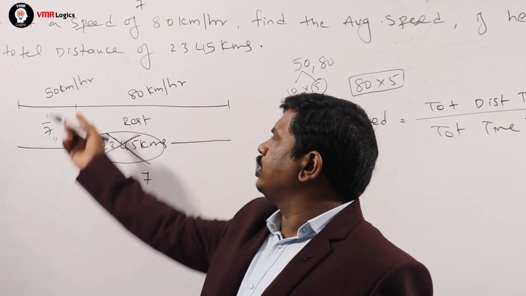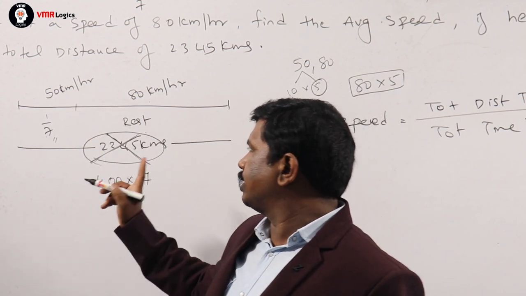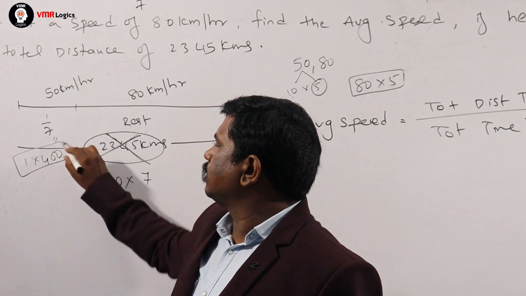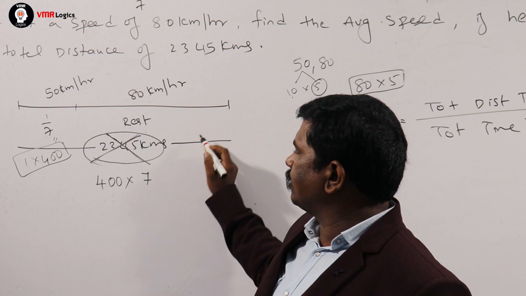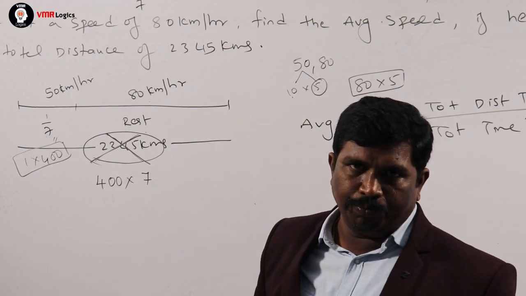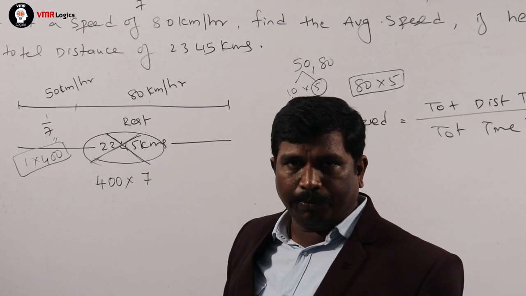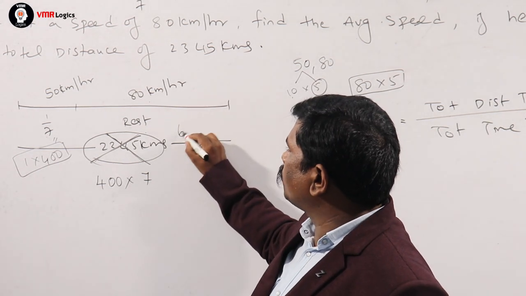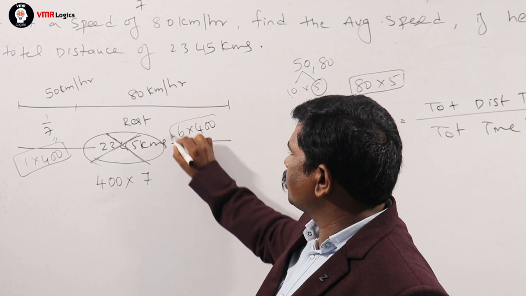Now, what is 1/7 of the distance, guys? 1 into 400 is the 1/7 distance. In total, 7 400s are there, out of which one 400 is over. What is the rest? 6 400s are the rest.